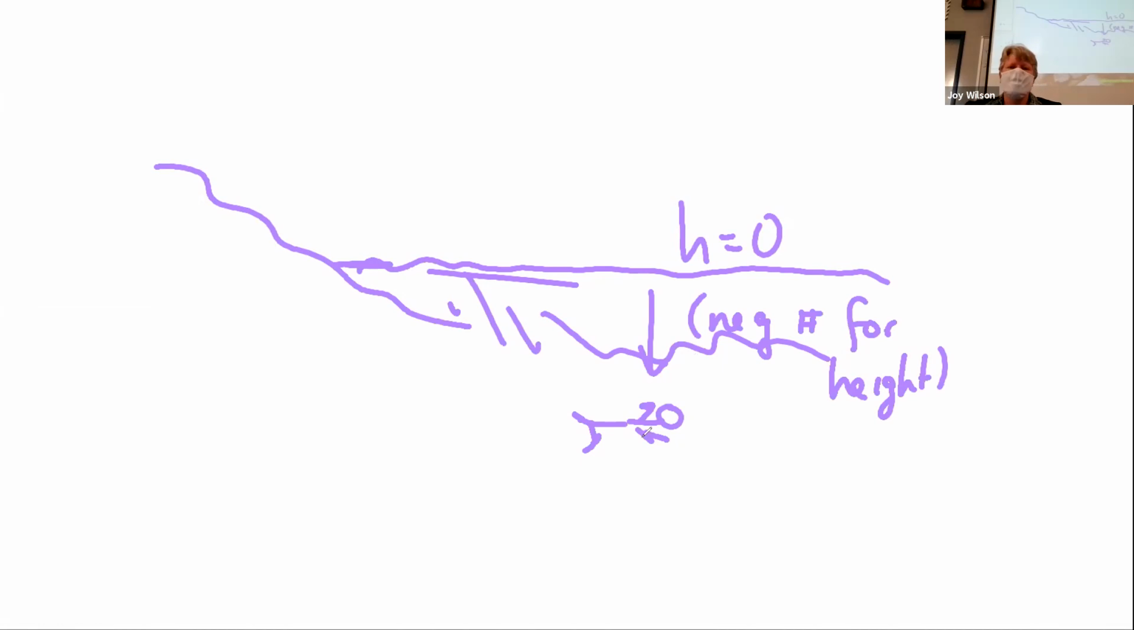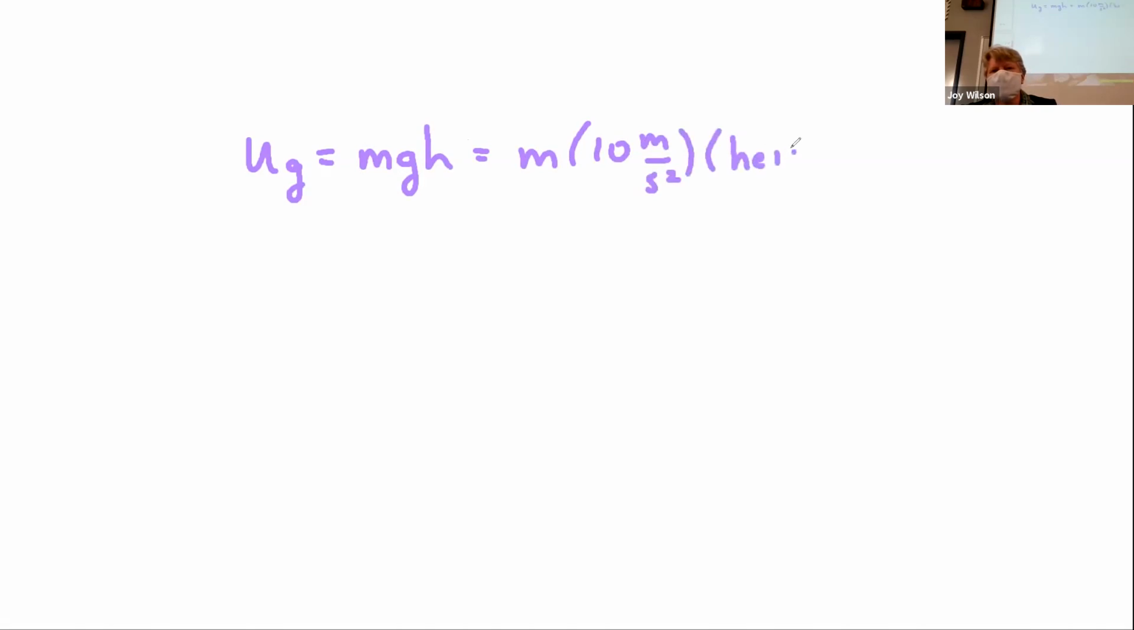Okay? So let's show you the formula. Actually, I'm going to clear all this. Let's show you the formula for this. So potential gravitational energy is mass times gravity times height. So for us, that is m. This number is 10 meters per second squared. And this is your height. M is your mass.